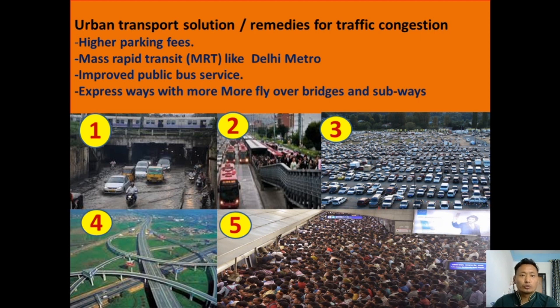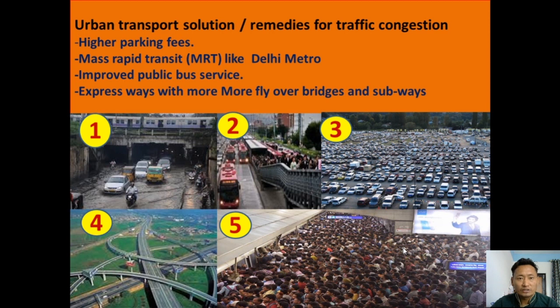Next, we have to make mass rapid transit, or mass rapid transport systems, like Delhi Metro. Mass means many. If you look at image 5, this is one metro station in Delhi. Thousands of people are gathered here waiting for the train in a queue. This metro can move a large number of people in one trip. So that is called mass.